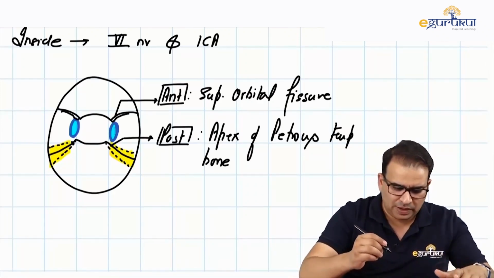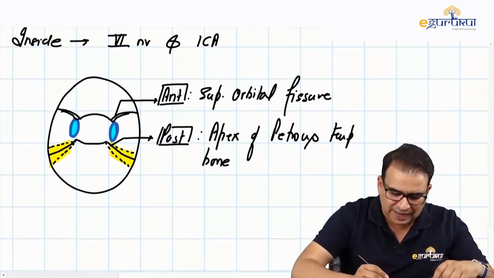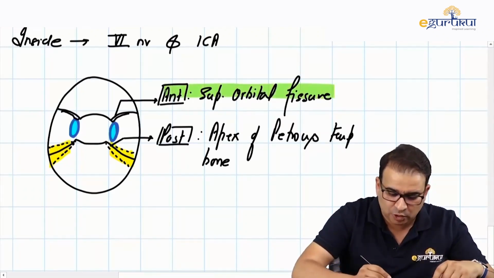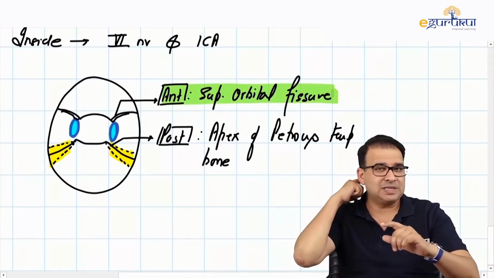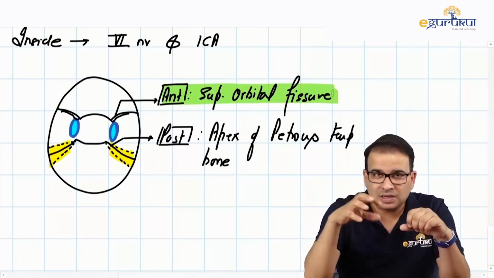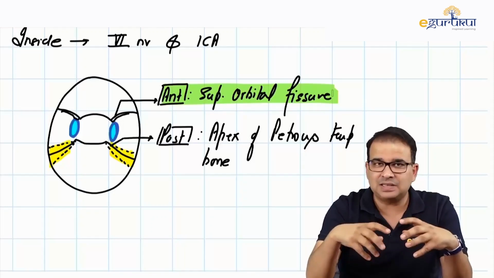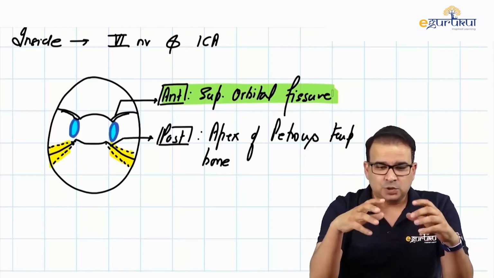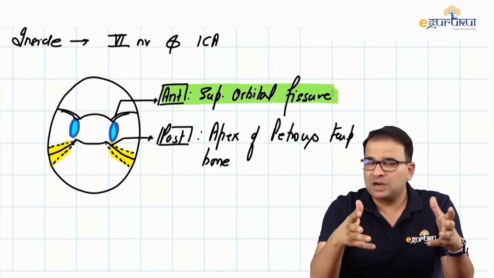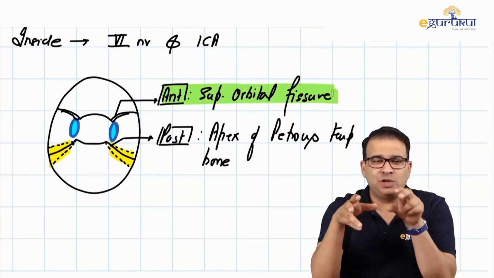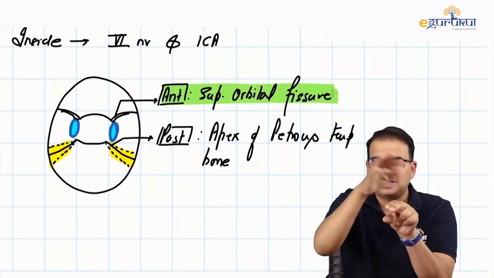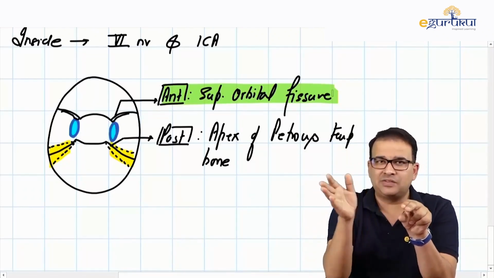What is very important to be noted here is that the anterior relation of cavernous sinus is superior orbital fissure. Now see how it all is connected. What is the content of the cavernous sinus? Internal carotid artery. So imagine if there is an aneurysm of internal carotid artery and that aneurysm ruptures. So obviously now there is a direct communication between the internal carotid artery and cavernous sinus. The blood is directly leaking into the cavernous sinus.